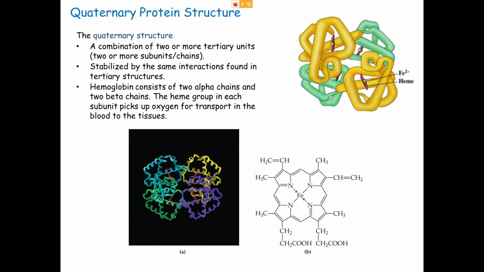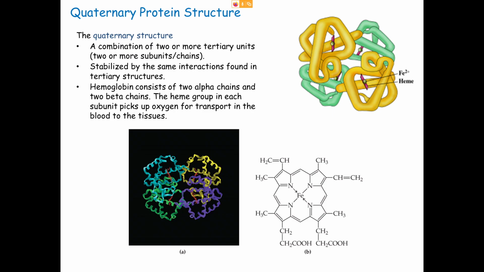Okay? But how do we describe quaternary structure? Well, we can say this one has 4 subunits, and so we call it a tetramer, mer meaning parts. So a monomer is 1 part, a dimer is 2 parts, and so forth. So a tetramer has 4 parts.